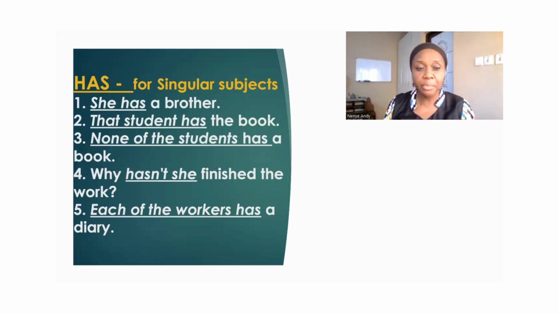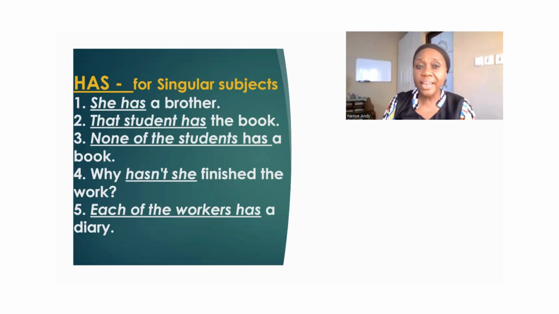And in the last example, each of the workers has. We're talking about many workers, but we're interested in each singly, individually. So that's why you have has. And we have another video treating singular and plural, whether you take is or are, especially with confusing expressions that start with each or none or one of, which learners usually find a bit difficult. We will also give you a link to that video.